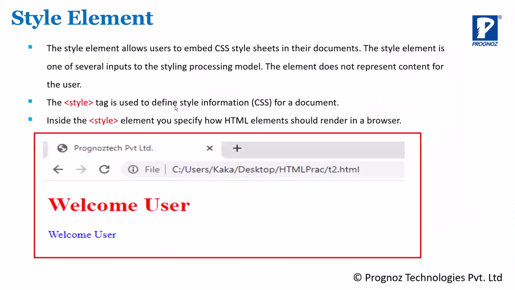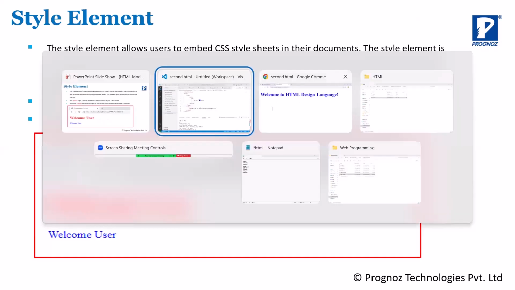The style tag is used to define the style information for the document. And inside the style element, we need to specify the HTML element which will be rendered in the browser, that is, for which element we want to implement the CSS.